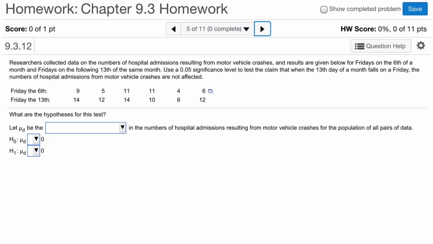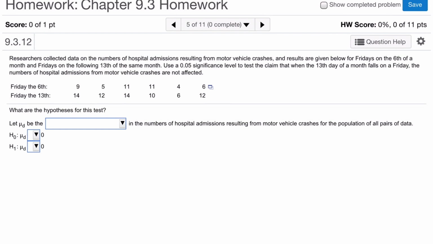We will be conducting a hypothesis test about the mean of the differences in the data values. We must pay attention to the claim, which says that when the 13th day of a month falls on a Friday, the numbers of hospital admissions from motor vehicle crashes are not affected. So we will let mu sub d be the mean of the differences in the numbers of hospital admissions resulting from motor vehicle crashes for the population of all pairs of data.